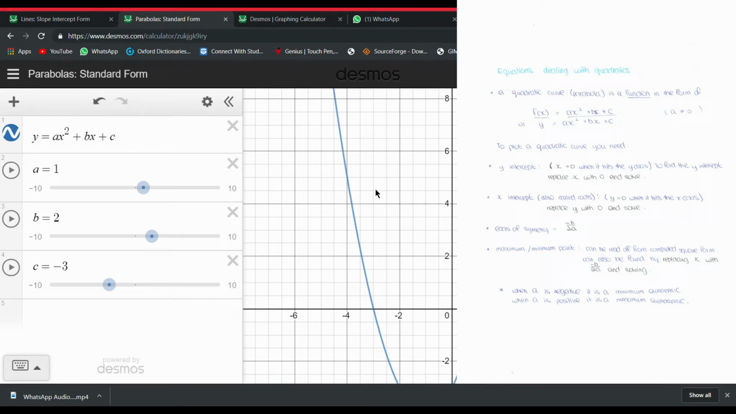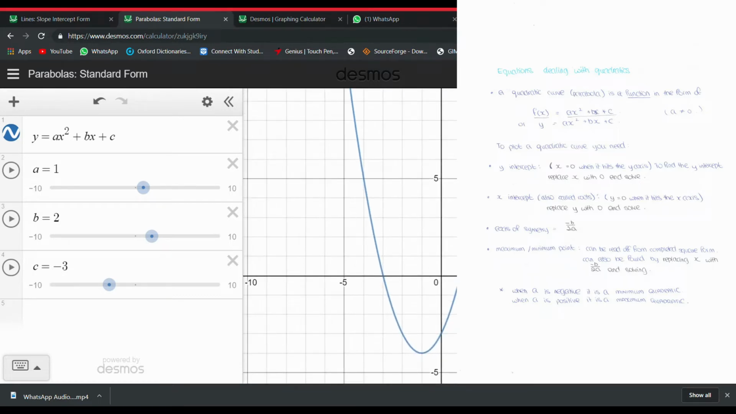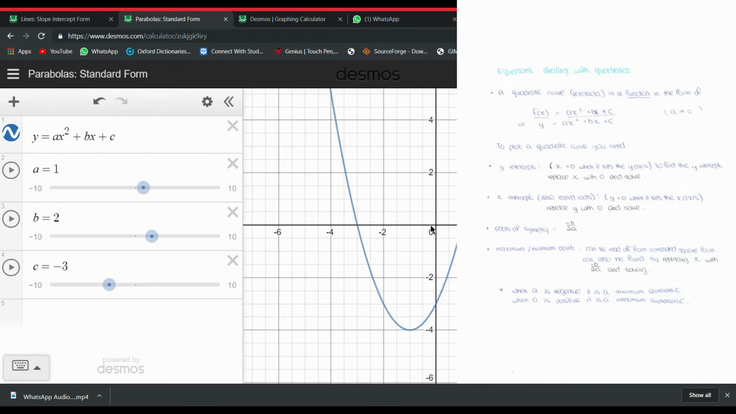Okay, and we are back with the other thing we have to do for coordinate geometry, because I think it might be coming, which is sketching quadratics and in general the graph of a quadratic. Now, as you can see here, the graph of a quadratic isn't in the form of a straight line. The quadratic curve is called a parabola.